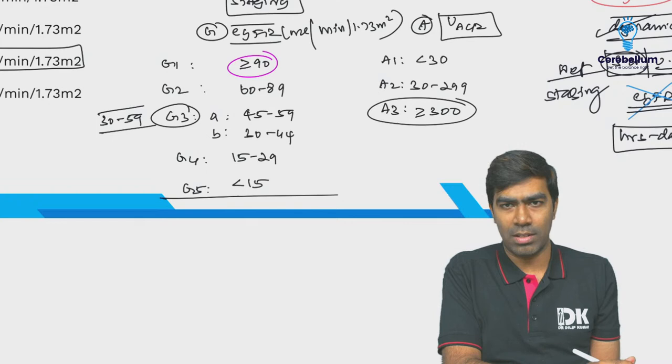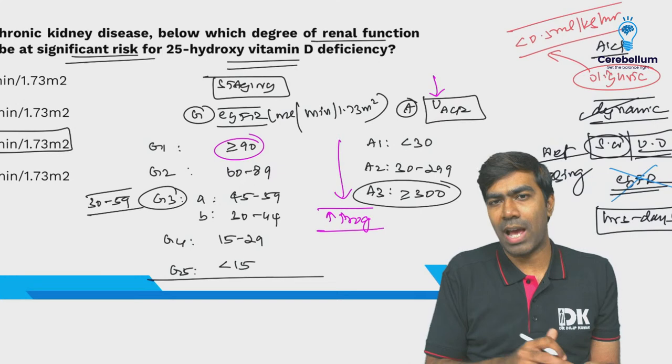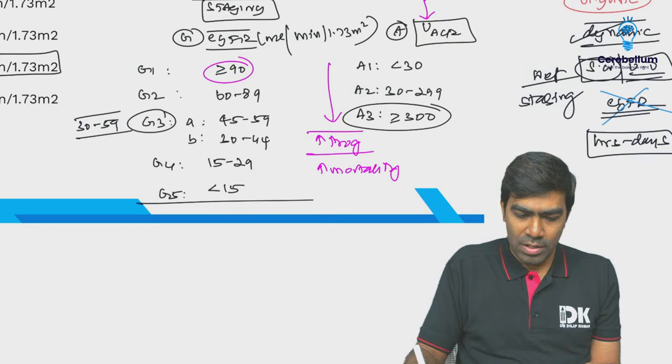What albuminuria tells us, the A staging, is very important because as you go down, the progression is going to be very rapid. If the albuminuria is more, the progression of CKD will be very rapid and they will easily go to end-stage renal disease in a short period of time. And the mortality rates are also going to be very, very high.